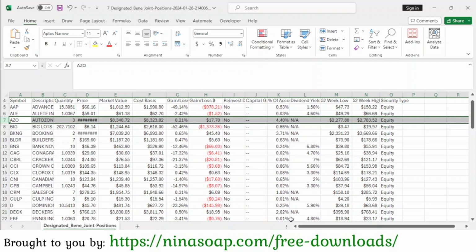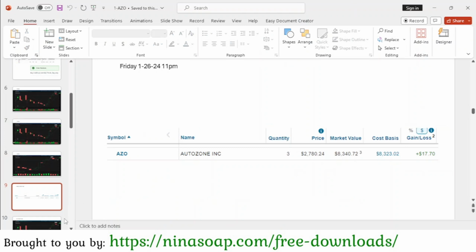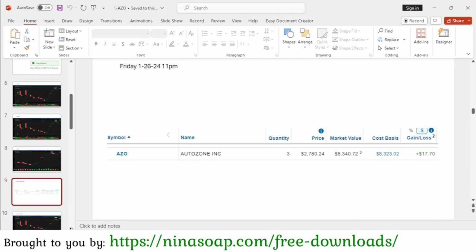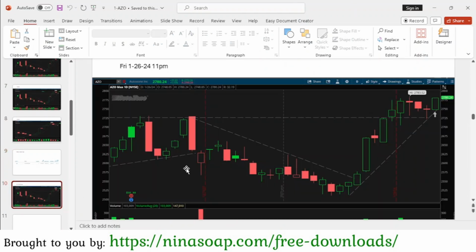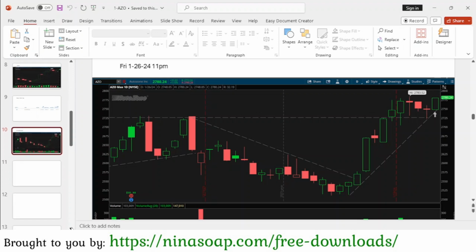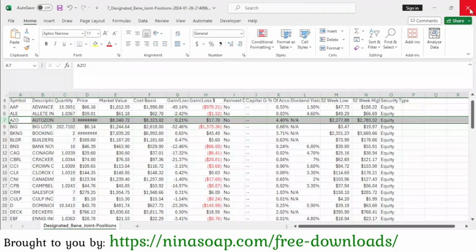Pretty much I'll screenshot that and put it on the PowerPoint, and then I was able to do a screenshot of the chart at the end of the day as well. So this one is done. There are some that I didn't add the screenshot to, so that's what we are going to work on.